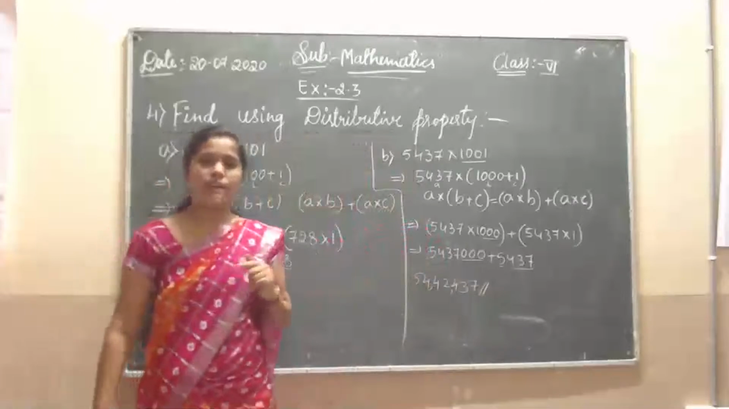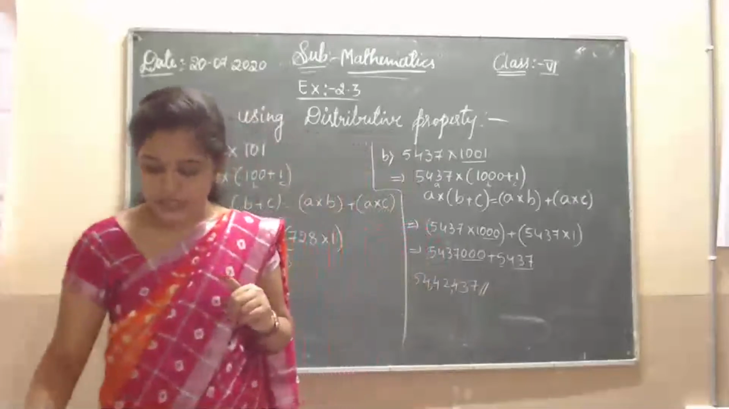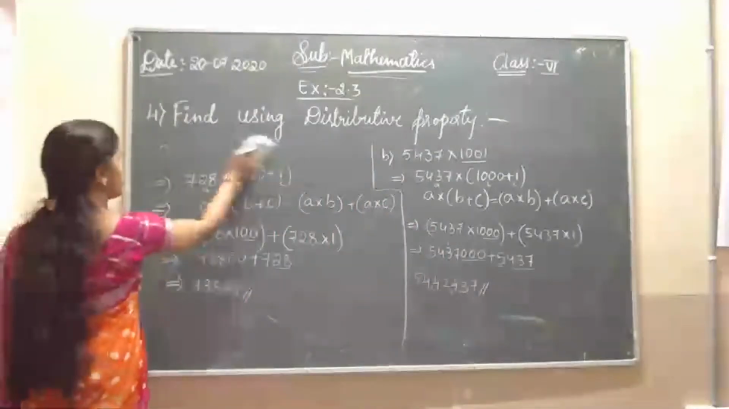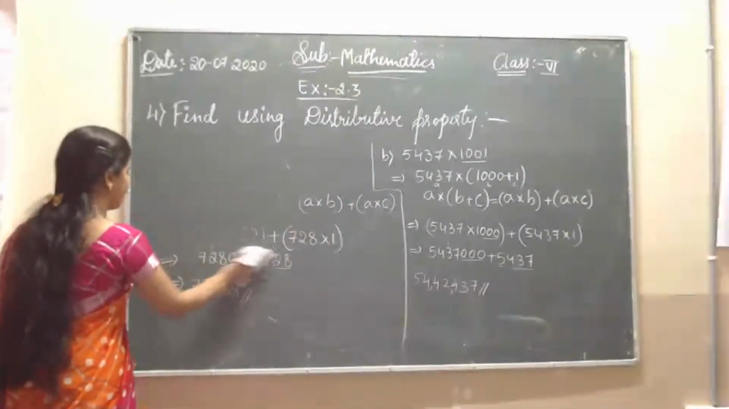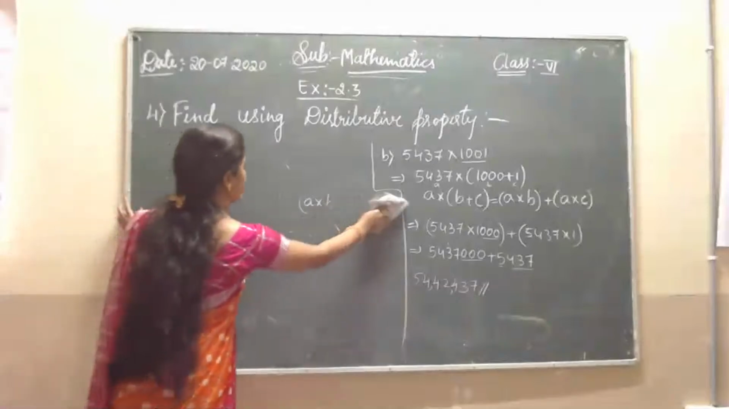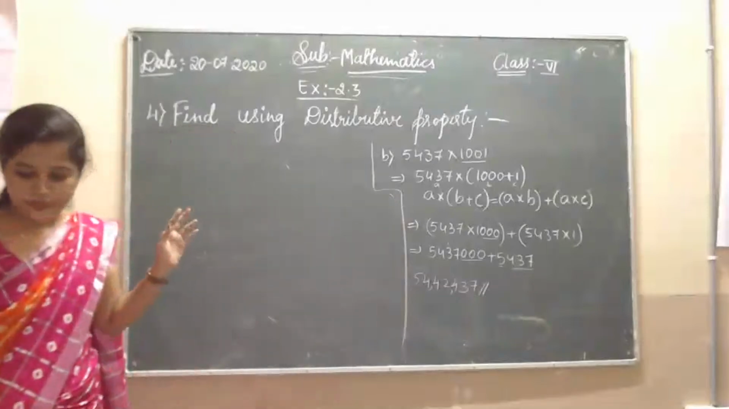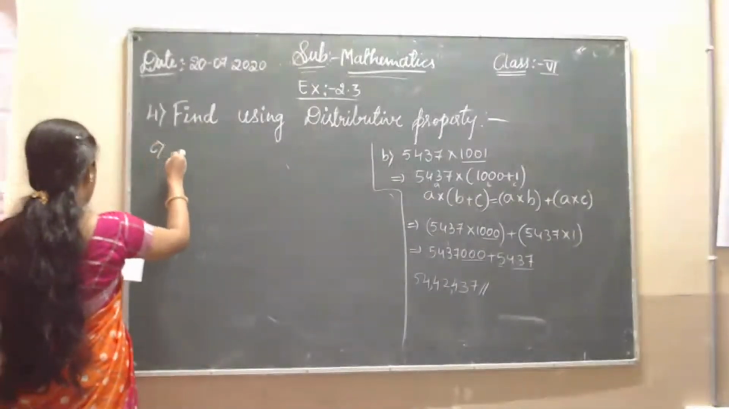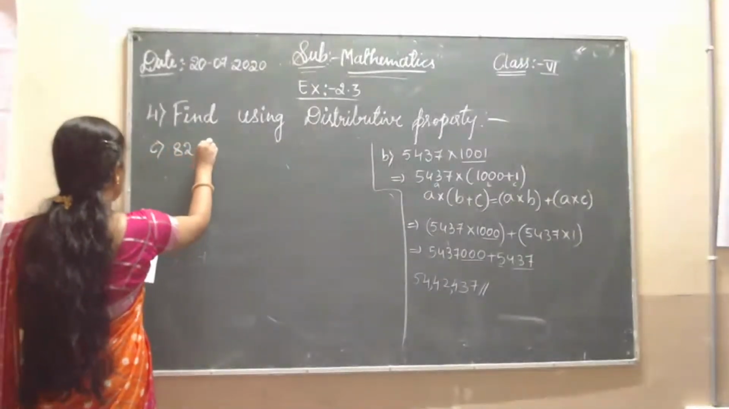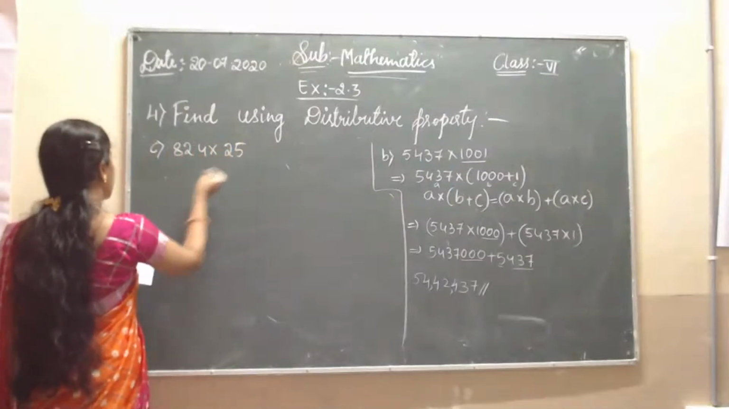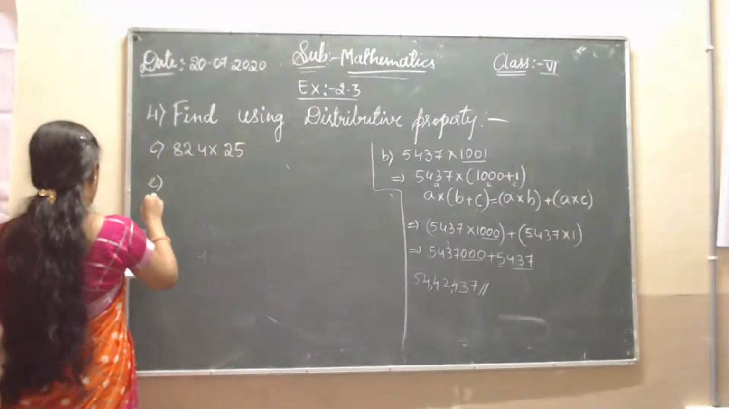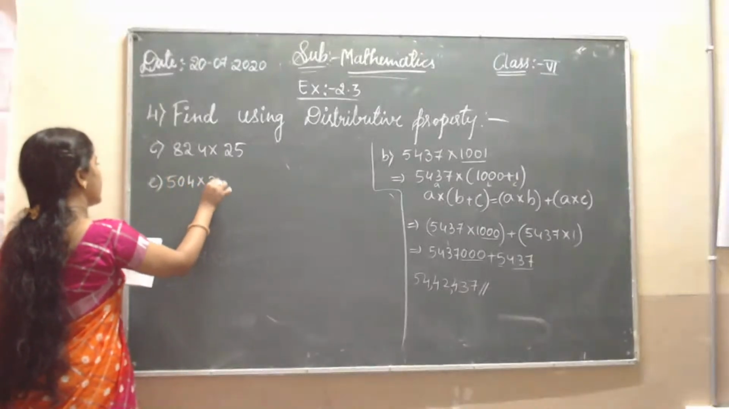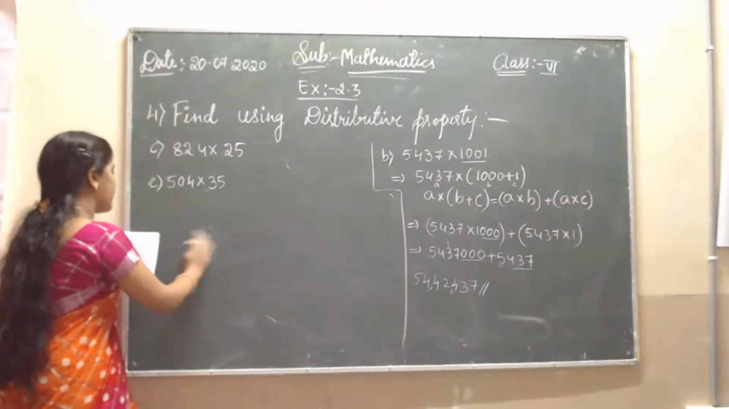Hope you understood. I will give homework. Write it and send it to my WhatsApp number. Take homework: C, 824 into 25, and E, 504 into 35.